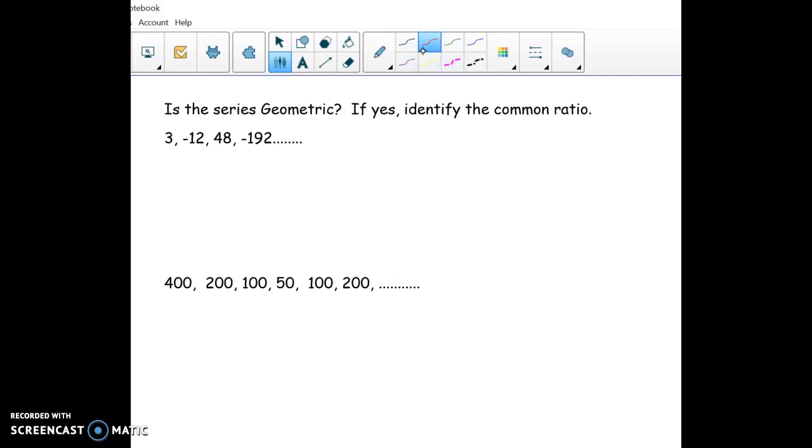All right, a few more questions here reviewing from chapter 9. Again, try these in your notebook before watching the solution. So these are about, are they geometric? And if yes, what's the ratio?